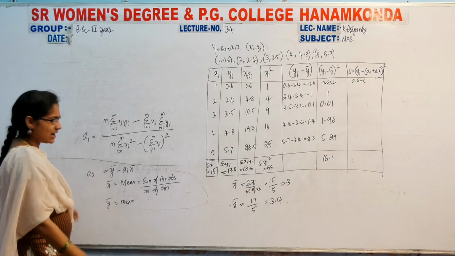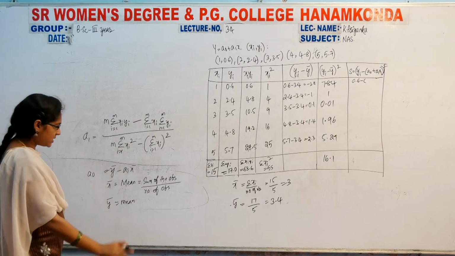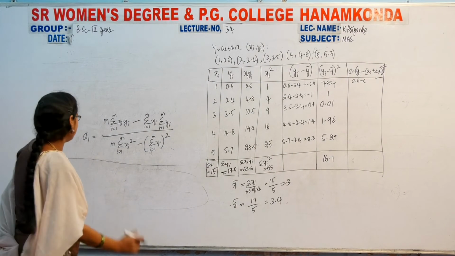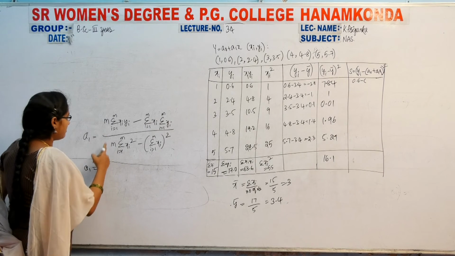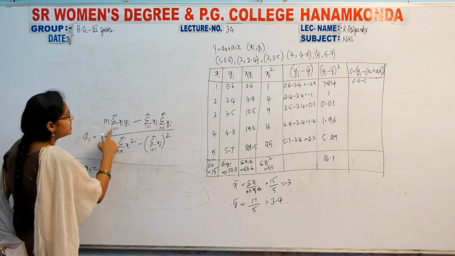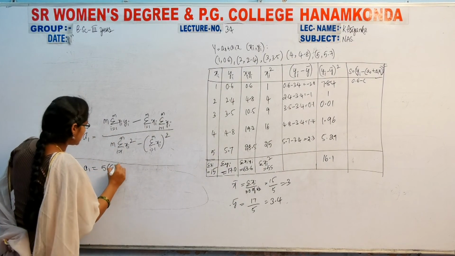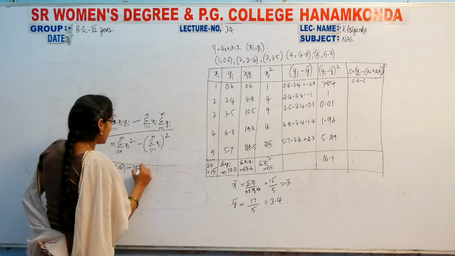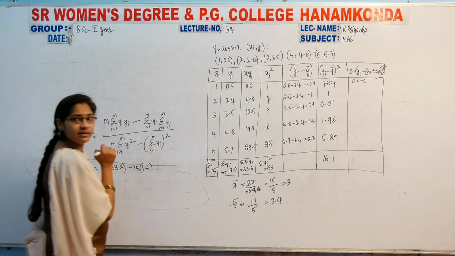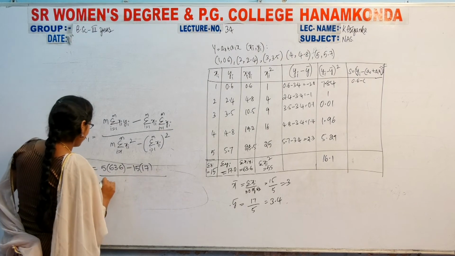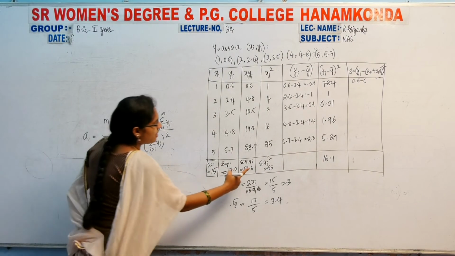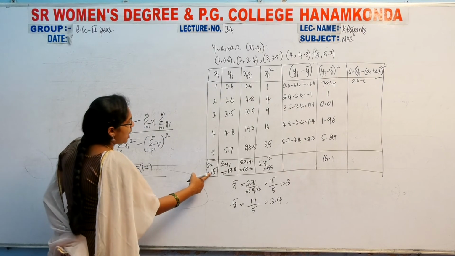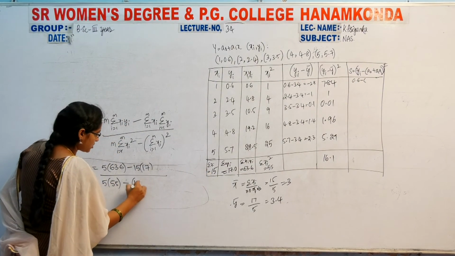I am going to calculate the value of a1. Now write down. We know that, so already we calculated x bar and y bar here. Now I am calculating a1. a1 is equal to n. What is n here? 5 into summation xi yi, which is 63.6, minus summation xi, 15, into summation yi, 17, divided by n, which is 5, into summation xi square, 55, minus summation xi whole square, 15 whole square.